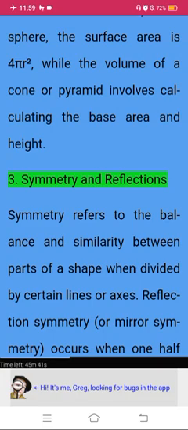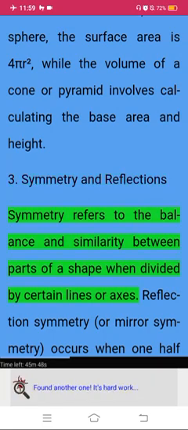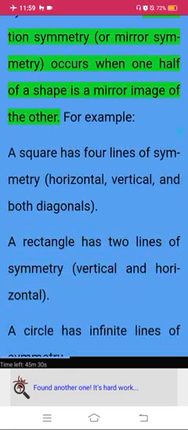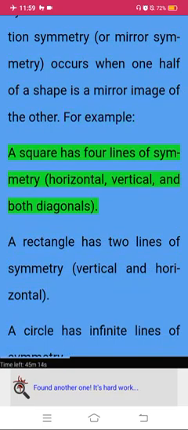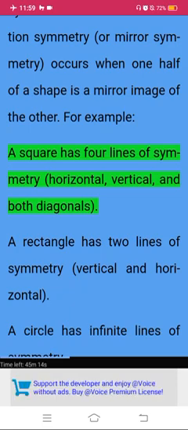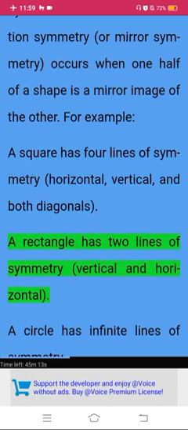3. Symmetry and reflections. Symmetry refers to the balance and similarity between parts of a shape when divided by certain lines or axes. Reflection symmetry, or mirror symmetry, occurs when one half of a shape is a mirror image of the other. For example, a square has 4 lines of symmetry: horizontal, vertical, and both diagonals. A rectangle has 2 lines of symmetry, vertical and horizontal.